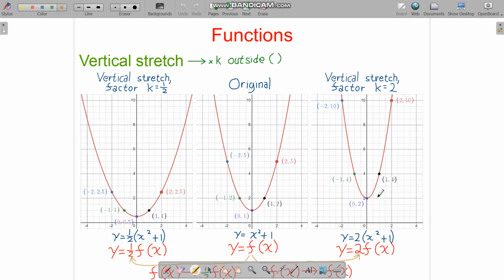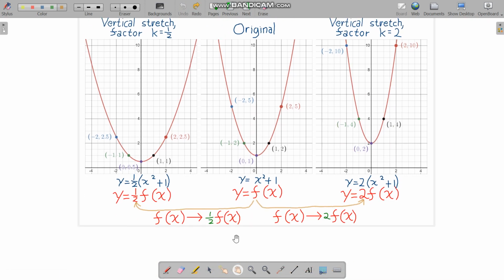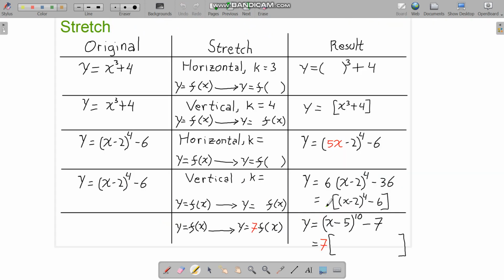And for vertical, this is the original. This is if we make it shorter, because 5 becomes 5/2, 2 becomes 1, we divide the y values by 2, and this is when we multiply the y values by 2. And for vertical, it's on the outside. 1/2 means shorter, 2 means taller.